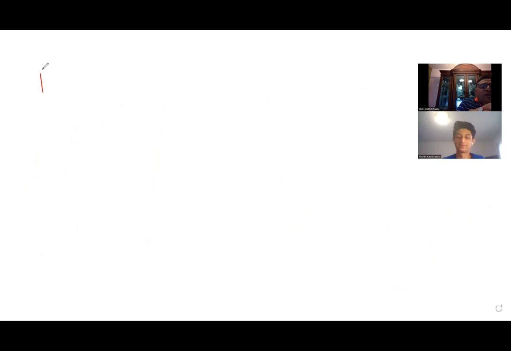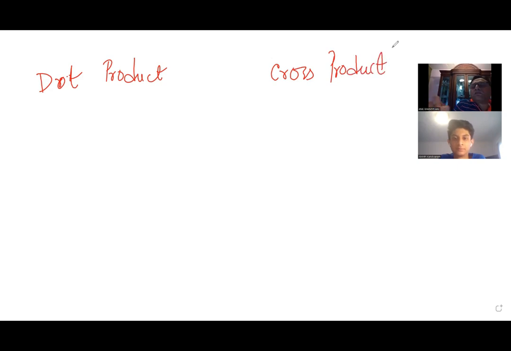So when we talk about two products here, we say dot product and we say cross product. Of course, we'll learn about cross product later, but let us understand what their result is. Dot product results into a scalar quantity. And cross product results into a vector quantity.